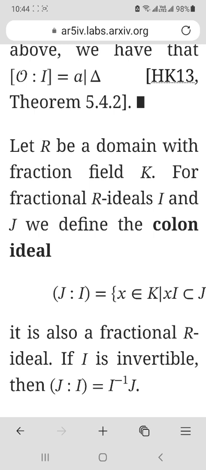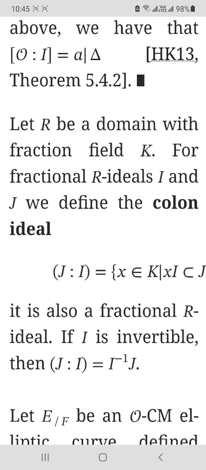Let R be a domain with fractional field K. For fractional R ideals I and J, we define the colon ideal (J : I) to be the set of x belonging to K such that x times I is contained in J. It is also a fractional R ideal. The colon ideal is a fractional R ideal, and if I is invertible, then (J : I), which is a fractional R ideal, is equal to I inverse J.